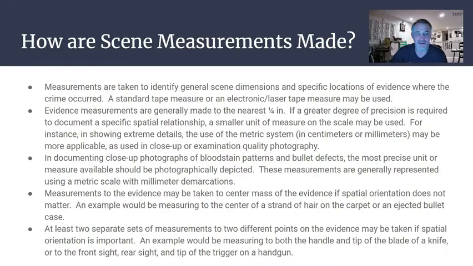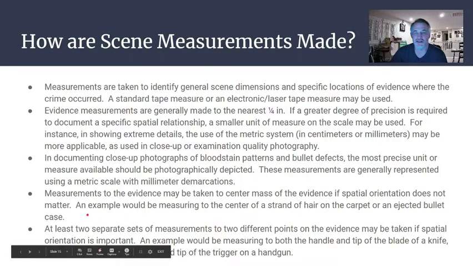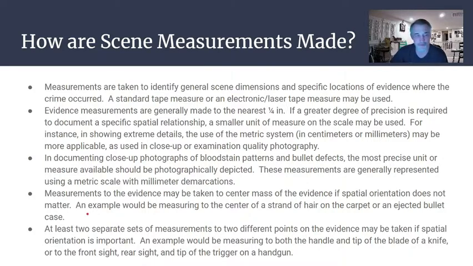Measurements to the evidence may be taken to the center of mass of the evidence if spatial orientation does not matter. However, if spatial orientation does matter, then you're going to probably want to take it to two different points. An example of the center of mass would be measuring to the center of a strand of hair because it's very small on a carpet, or an ejected bullet casing, which is going to be rather short.